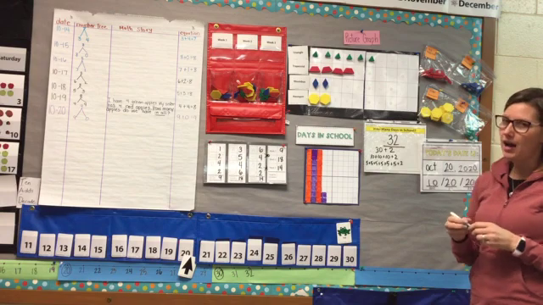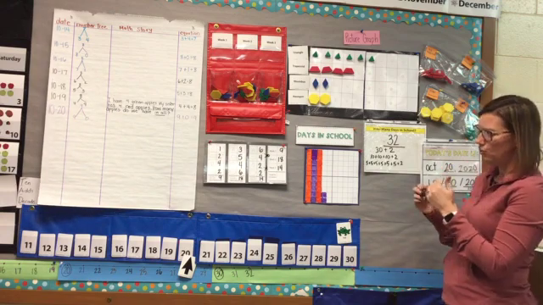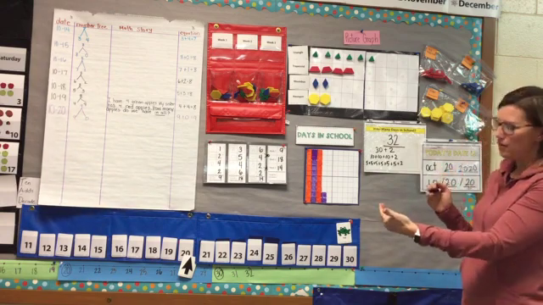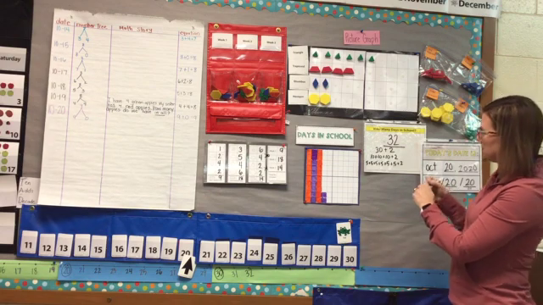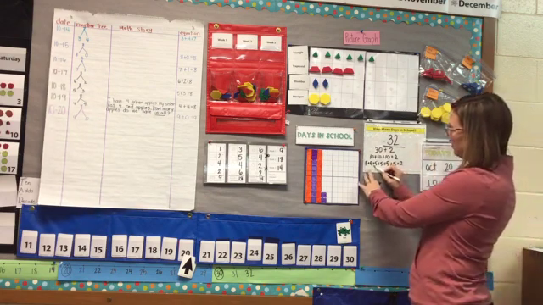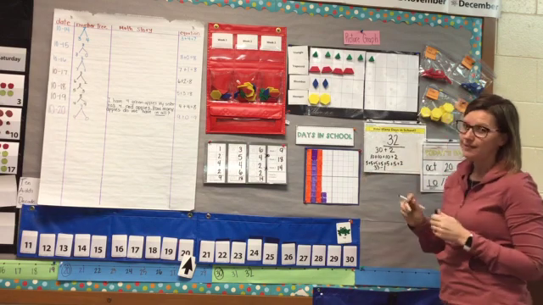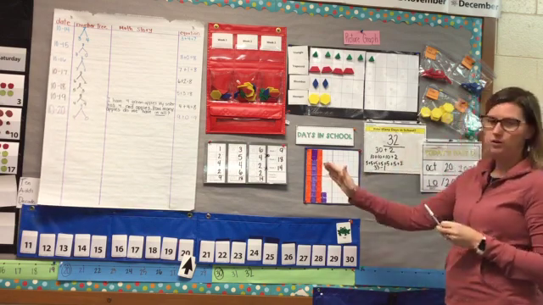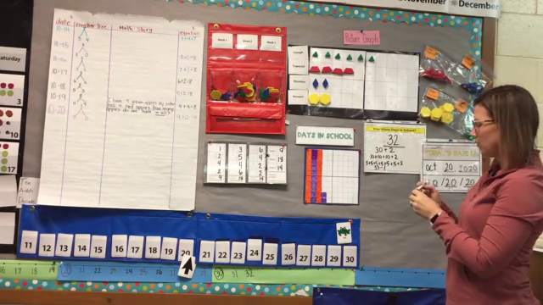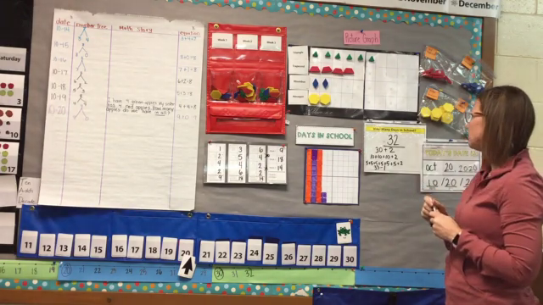Boys and girls, I know that 32 is 1 less than 33. So I could write 33 minus 1, taking 1 away to equal 32.